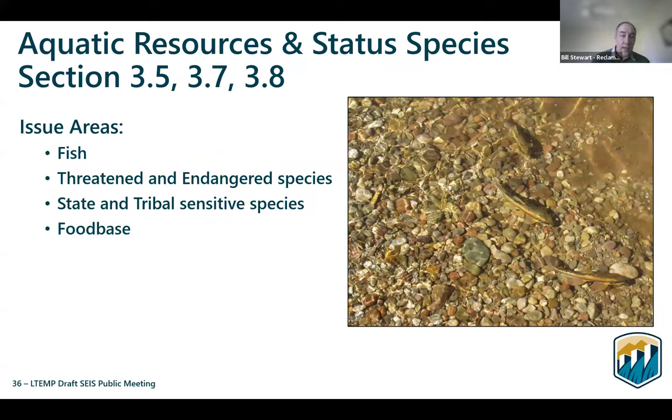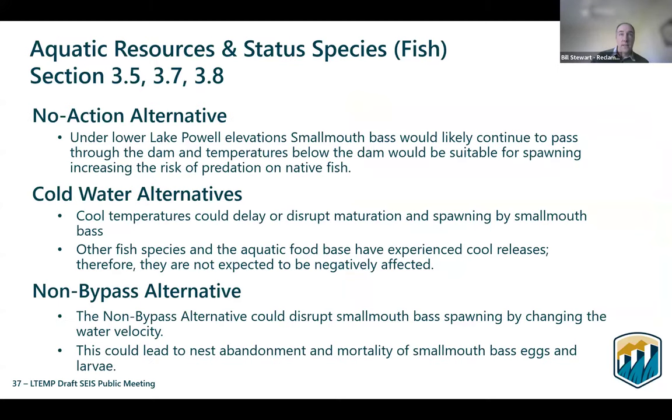So aquatic resources and special status species, this can be found in sections 3.5, 3.7, and 3.8 of the draft document. The issue areas focused on fish, threatened and endangered species, state and tribal sensitive species, as well as food base. Next slide.